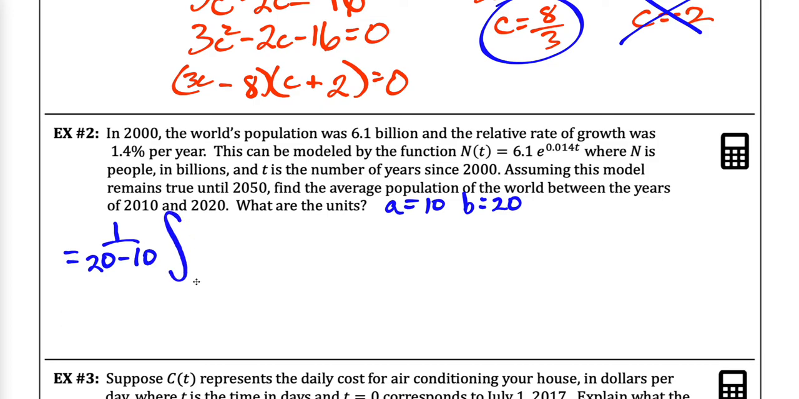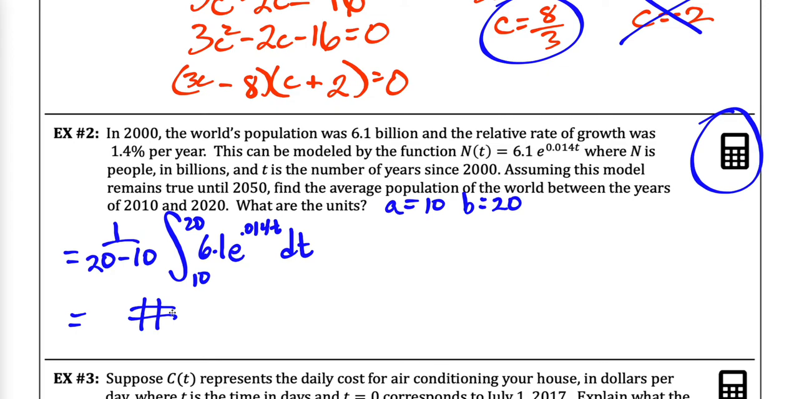And then the integral from 10 to 20, and then the function. Perfect. 0.014 t dt. And you'll get an answer on the calculator. Says so right there. I have no idea what the answer is. No, I'm sure it's written down for you. 1.4.